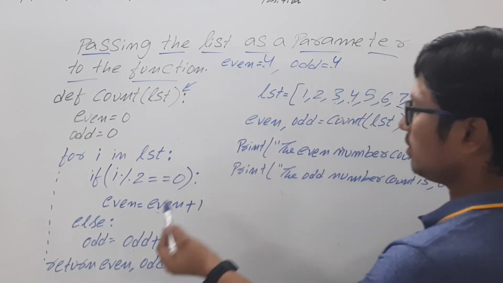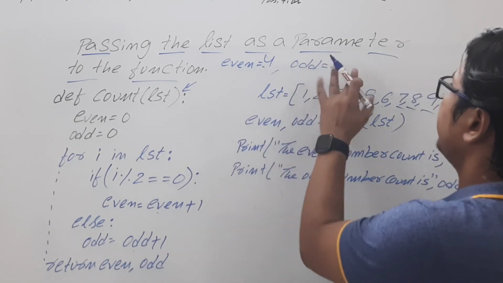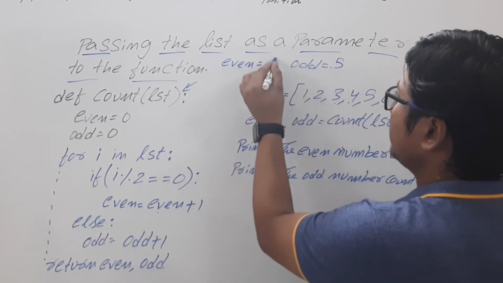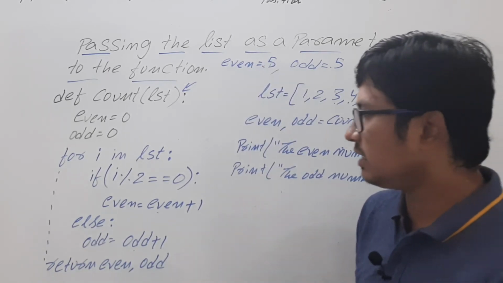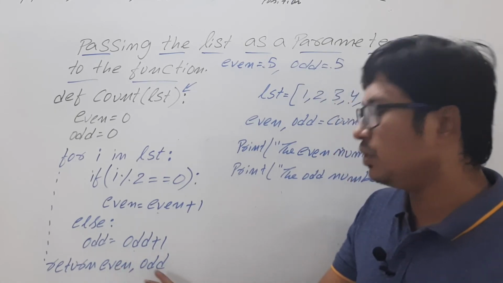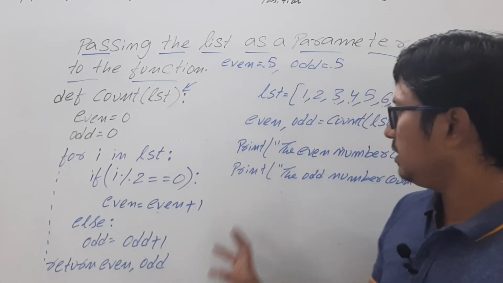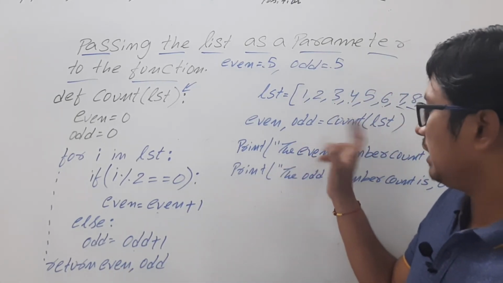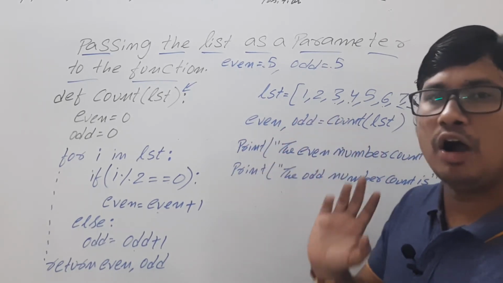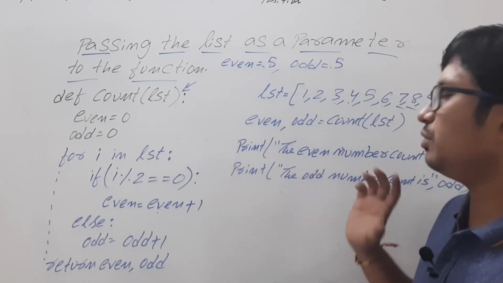Then 9, odd count will increase to 5. Then 10, even count will increase. So after the entire list, the even and odd is having the value 5, that you are returning. Return 5, comma 5. So once you return it, the control will come here. So now even will have the value 5, odd will have the value 5 that you are printing.